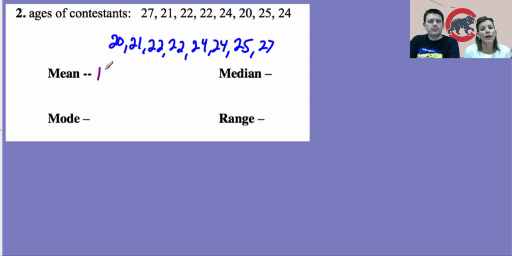Sum of 185. So she added them all up, divided by 8. What are we rounding to? We got 23.1. Let's do the nearest tenth. So we get an average of 23.1.